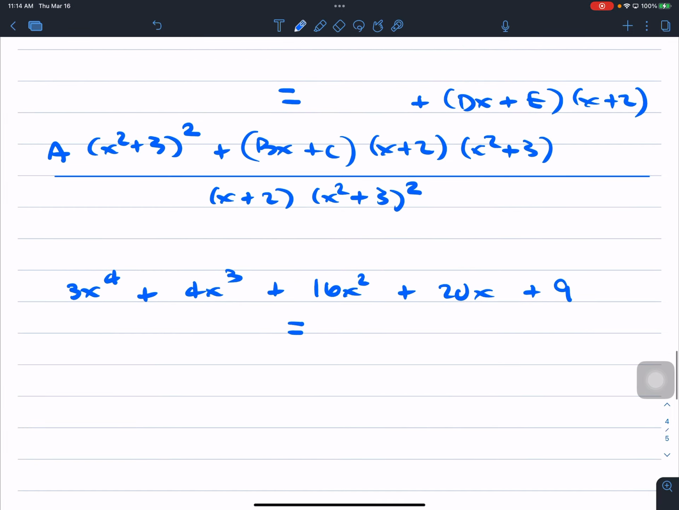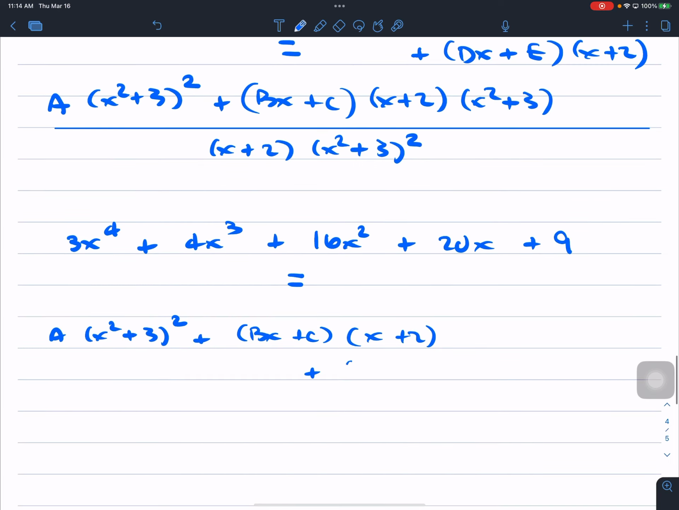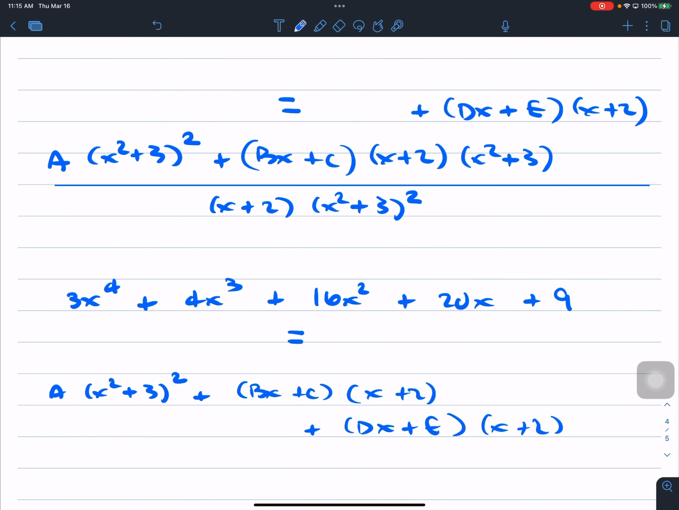That numerator equals this numerator. A, x squared plus 3 squared, bx plus c, x plus 2, dx plus e, x plus 2, and I think that is it, right? Double check. Is that it? Yeah. I forgot what? What did I forget? Oh, there's an x squared plus 3 with the bx plus c. Is that true?